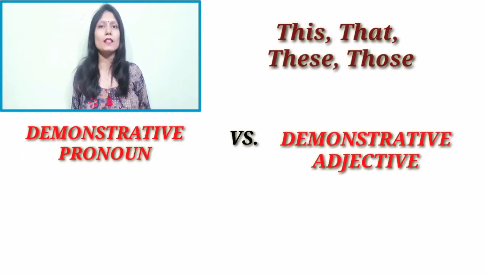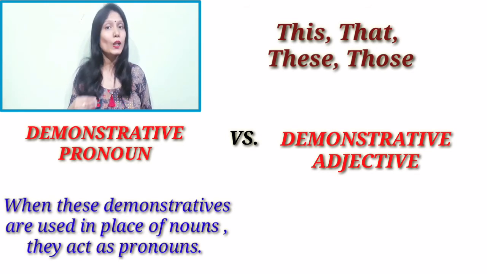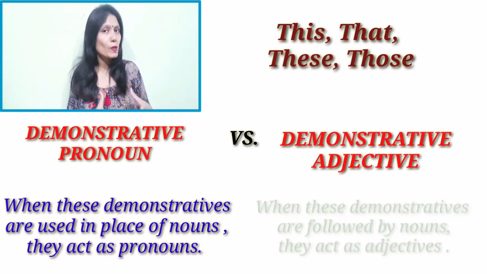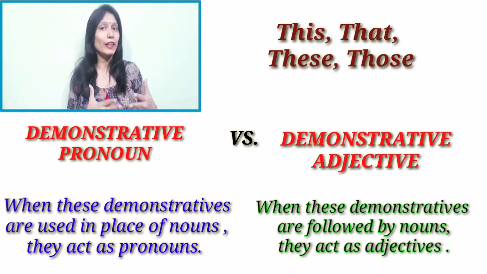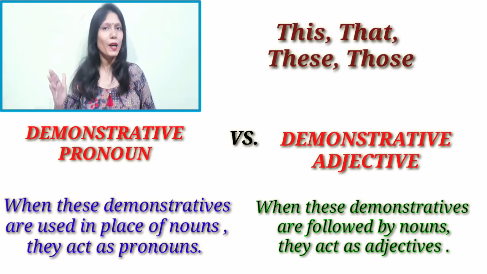So these demonstratives, this, that, these, those, when used in place of a noun, act as pronouns. And when these demonstratives are followed by nouns, when they are used with nouns, then they are adjectives. So I hope the difference between demonstrative pronoun and demonstrative adjective is clear to you.